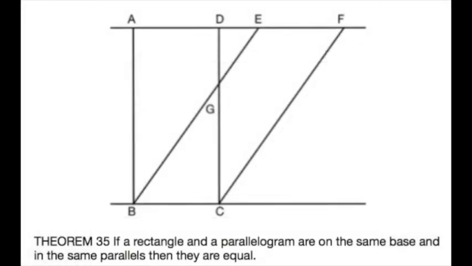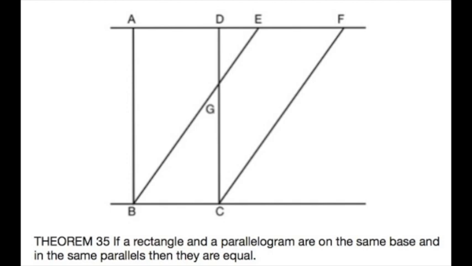Theorem 35. If a rectangle and a parallelogram are on the same base and in the same parallels, then they are equal. Here's the proof. In the figure, the rectangle ABCD and the parallelogram EBCF are on the same base BC and in the same parallels AF and BC.